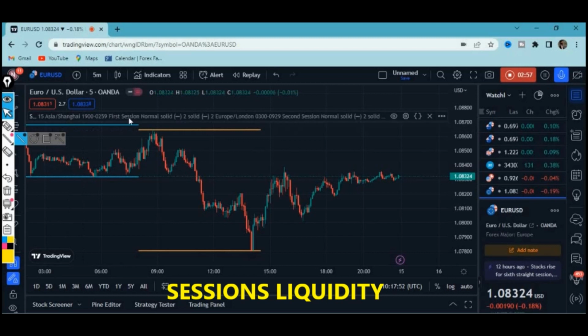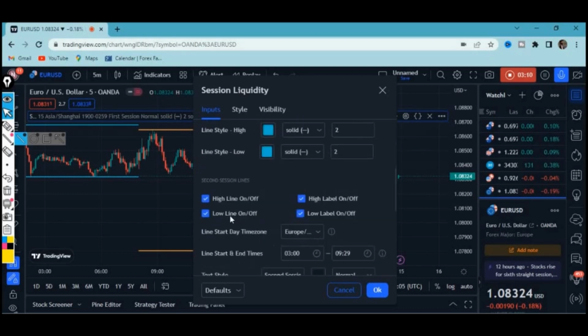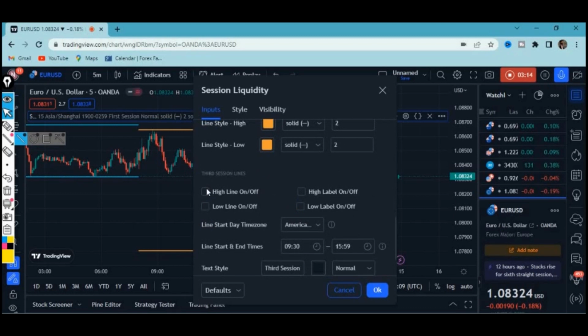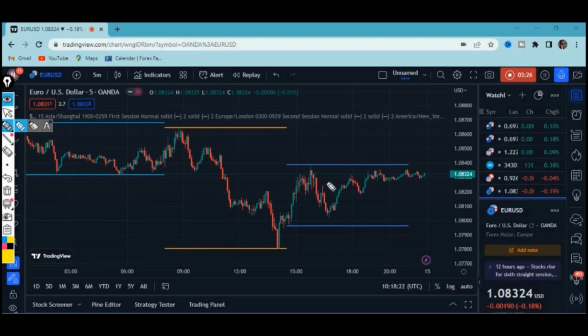Basically, I'm going to click on settings, because I want us to see the 3 sessions. So make sure the first session is completely ticked, and the second session as well. I'm just going to activate the session lines. Make sure you activate the 4 parts. Once you do that, click OK. Once you click OK, this is how it appears on our chart. So as you can see right here, these are the sessions that are taking place right now.